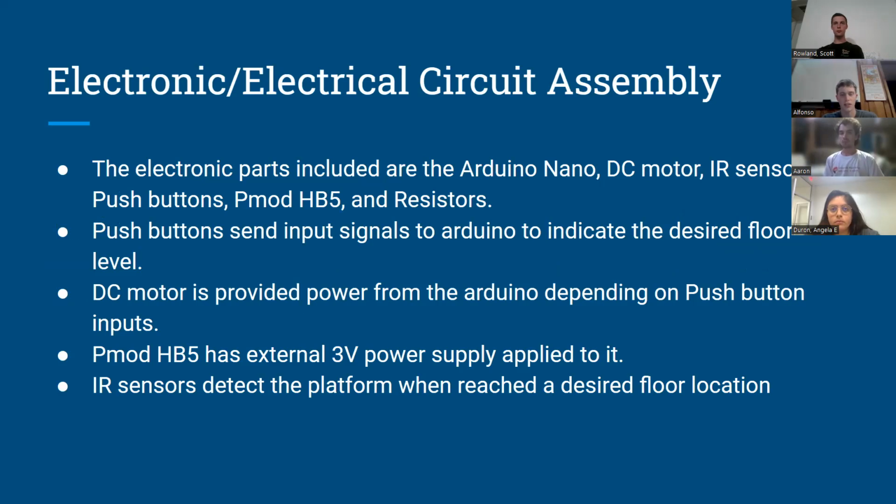The electrical parts that consisted within our circuit are Arduino Nano, DC motor, IR sensors, push buttons, the H bridge, and resistors. Push buttons send input signals to the Arduino to indicate the desired floor level. Both the push buttons and IR sensors are pull up, meaning that when it's pushed or something is detected, it sends a low signal. The DC motor is provided power from the Arduino depending on push button inputs, and the H bridge has an external 3 volts power supplied to it.